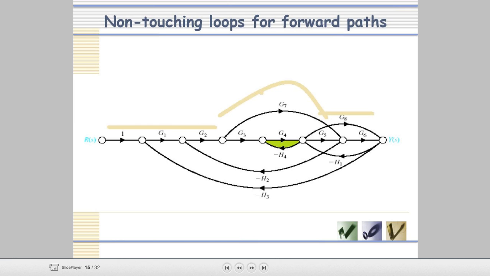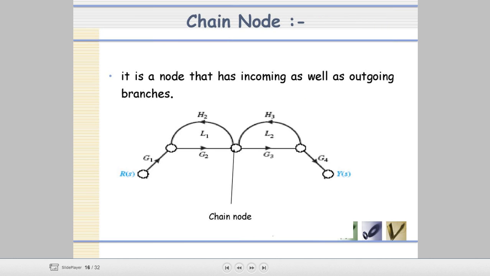Non-touching loops for the forward paths. Suppose this is my one forward path, so we can see this loop is not touching the forward path. Chain node, it is a node that has incoming as well as outgoing branch. This node is having incoming, outgoing branch, so this is chain node.